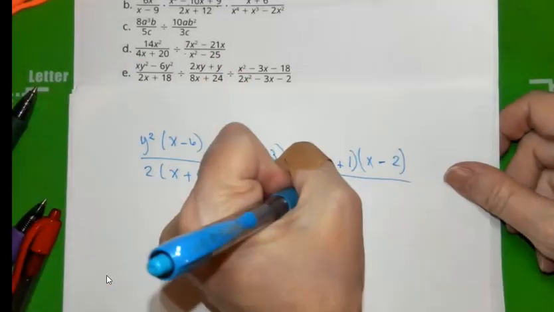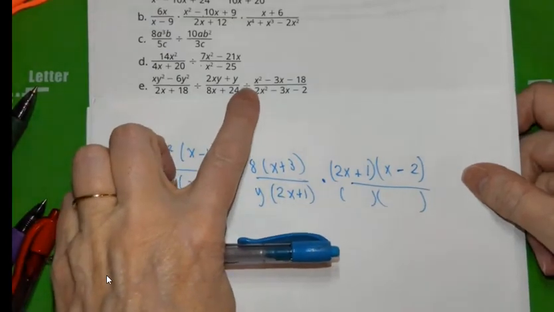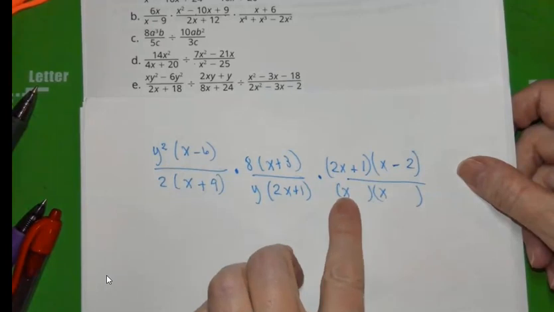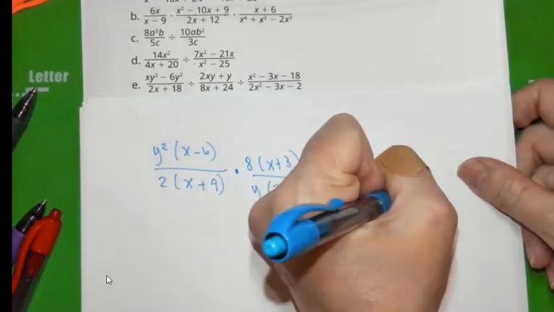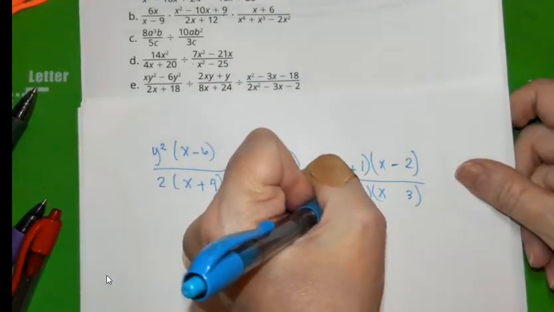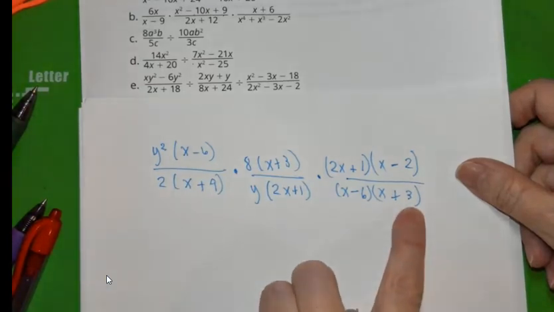So for the other one, it's easier to do reverse FOIL because there's no number in front of x squared. So hopefully y'all can do this by now. Let's put x times x for x squared. For 18, we can use 6 times 3. I need a negative 6 and a positive 3 because negative 6 and positive 3 add up to negative 3.